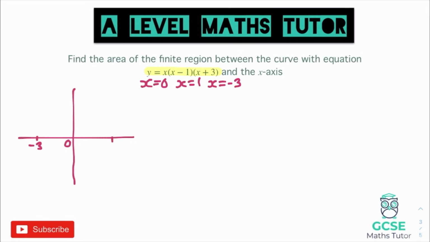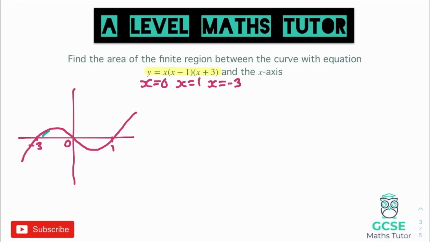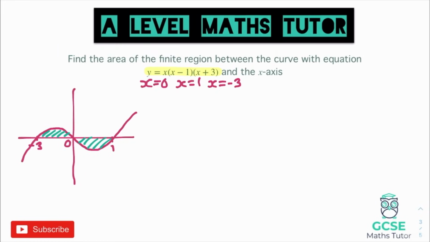And when I draw this curve in, again just drawing a sketch of it, so it's not to scale, but it is going to go up through negative 3, down through 0, and then up through 1. And you can see here that we have a finite region above the x-axis here, and we have another one below the x-axis here. And when we are working this out, something's going to change in our answer. We'll have a look at that when we get to it.